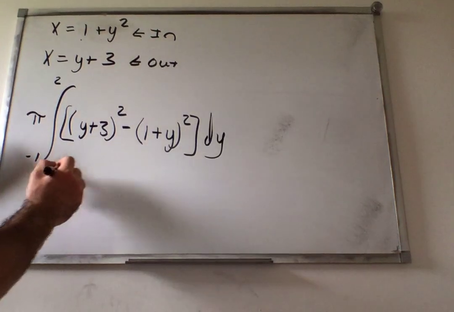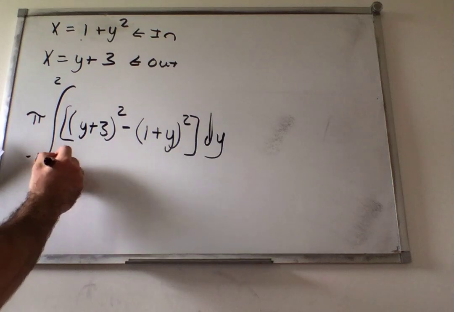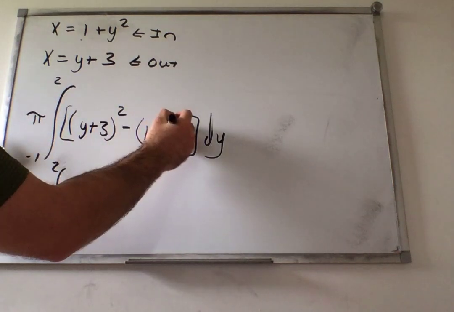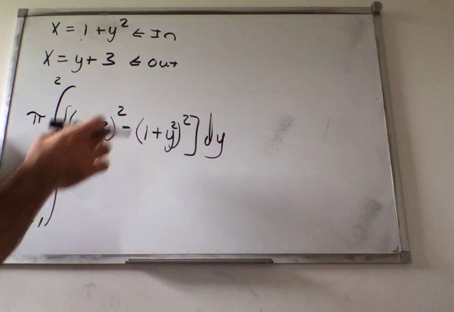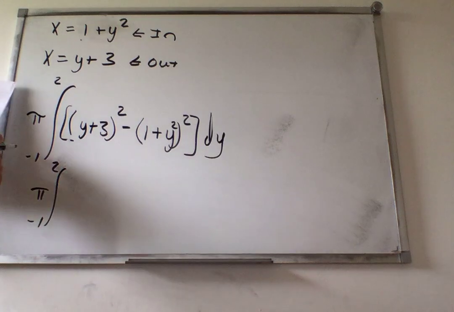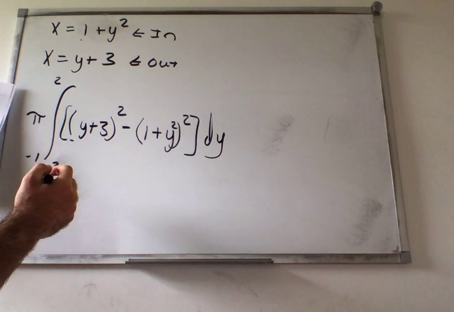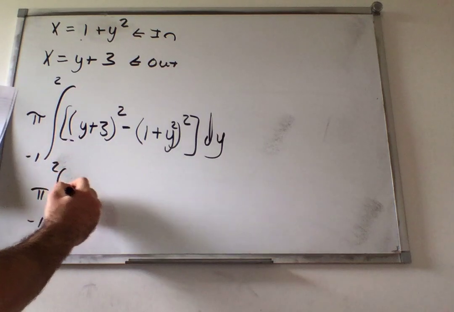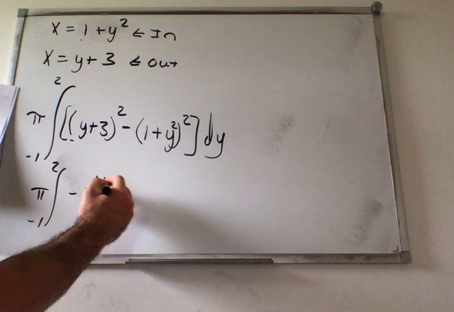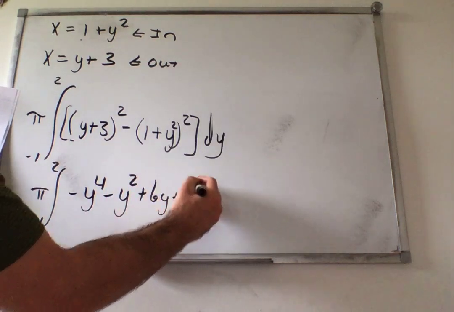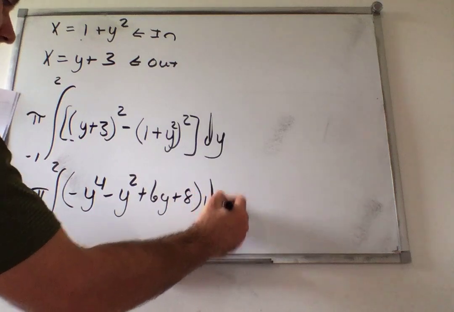So the next step, negative 1 to 2 pi, would be multiply everything out. Oh, this has a squared here, so it's squared, squared. Square this piece, put together like terms. I did that really quickly. Let's see. It's negative y to the 4th minus y squared plus 6y plus 8 dy.